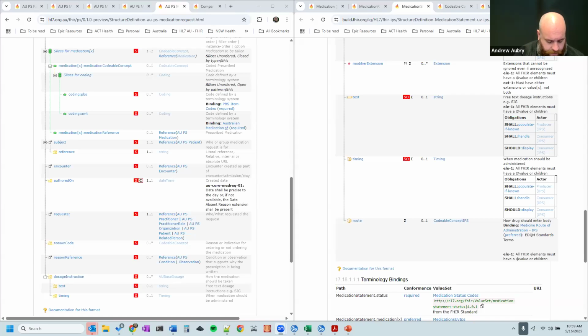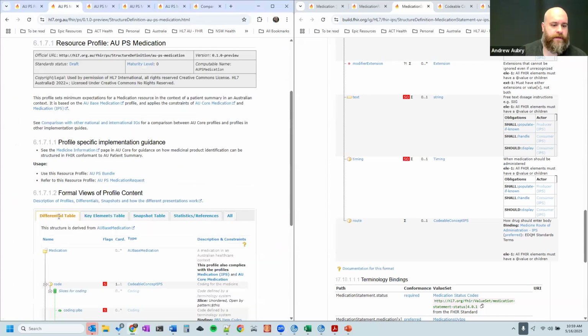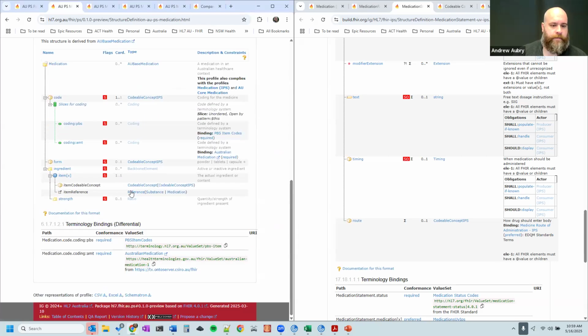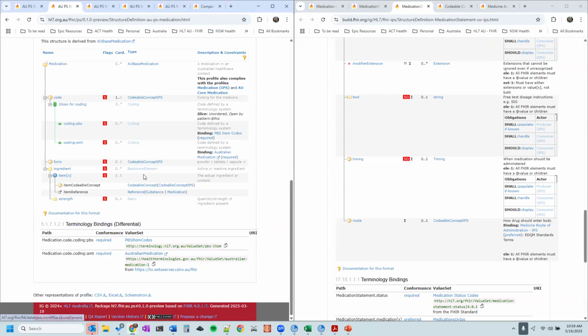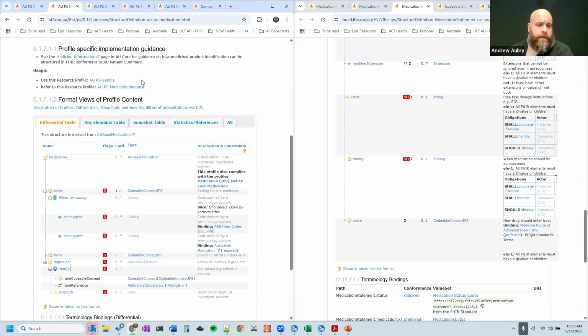And then whether or not the binding on item for medication should be strengthened at an AU Core level. Yeah. And I think that aligns with route as well. The same question, really. It's sort of a fundamental. Yep. Cool. Okay. Great. Thank you all.